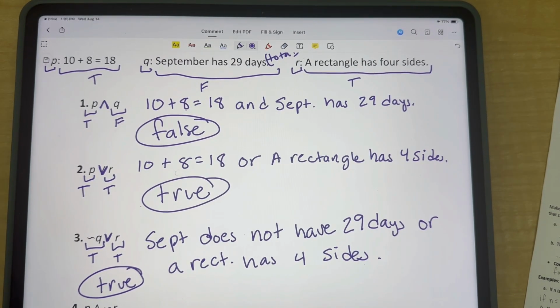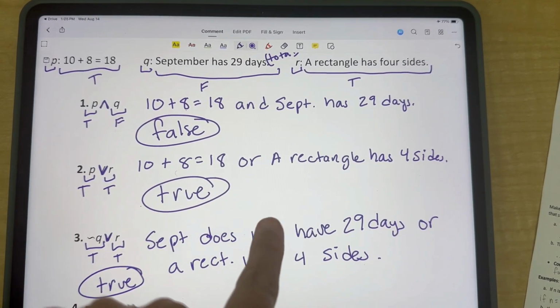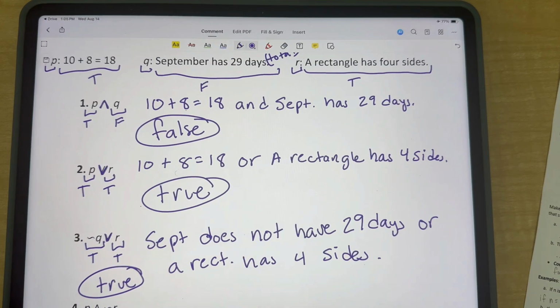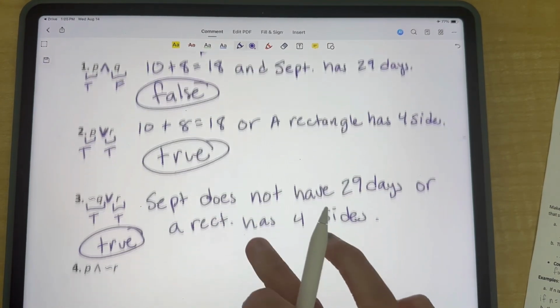So on your homework, this is what I am looking for. I would like you to write out the full statements, because if I have negations, you need to practice writing out negations. Then I want you to tell me if each piece is true or false and what the final verdict is when they're put together. What is the compound statement? In this case, we have 2 T's, but we only needed 1, so the whole thing was true.